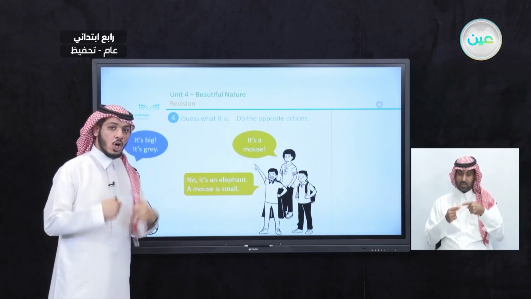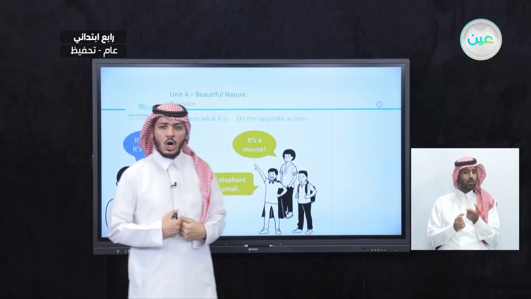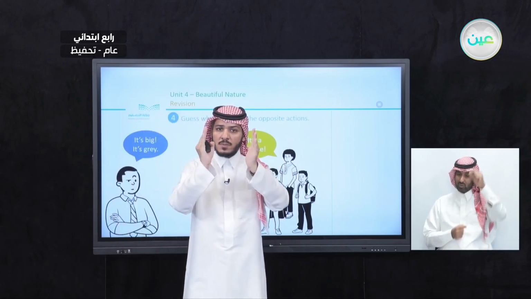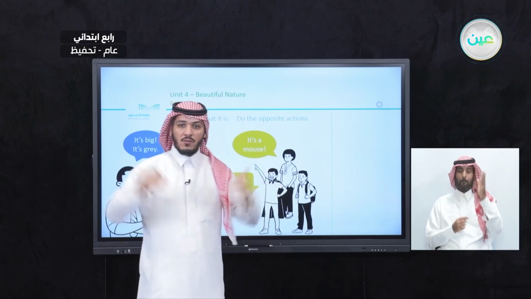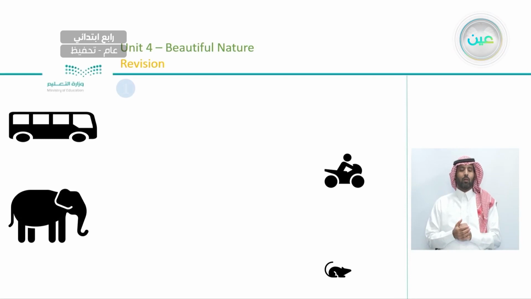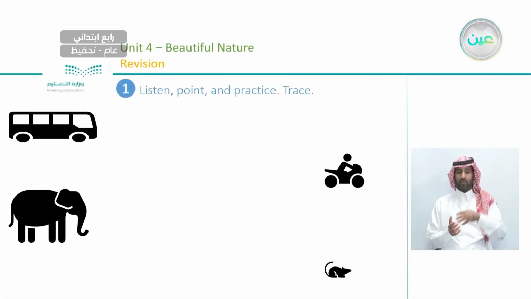Can you tell me what is the opposite of long? The opposite is short. Excellent. So we have long and short. After that, now we have 4 objects here.